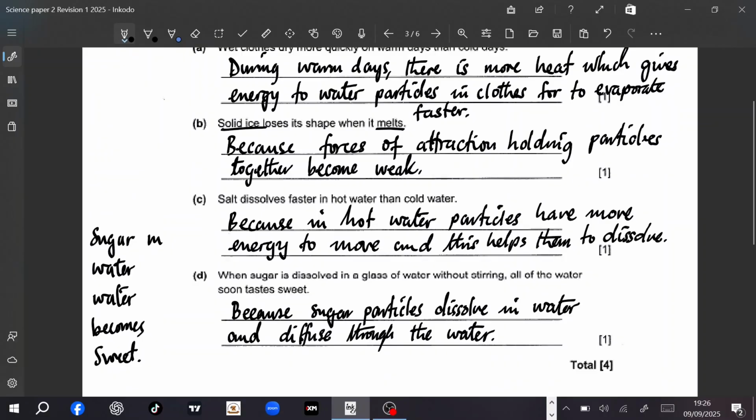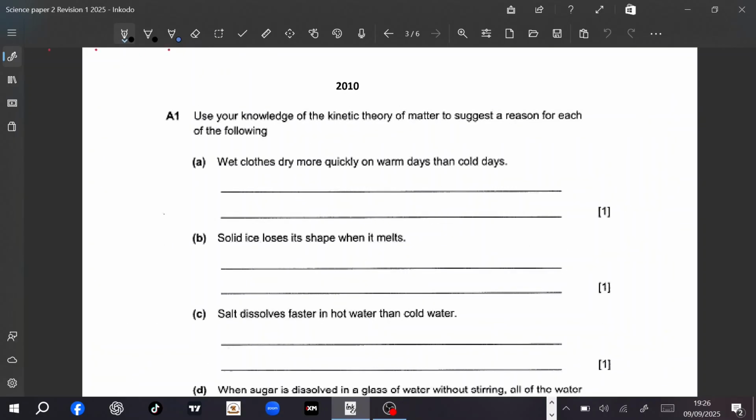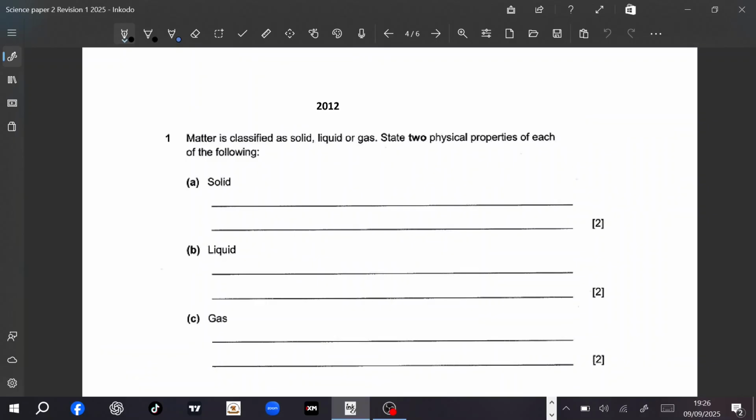Then, okay, let's move to another page. This one was in 2012. They are saying matter is classified as solid, liquid, or gas. State two physical properties of each of the following. So this matter, as we know it already, they are classifying it into solid, liquid, or gas. Now we state two physical properties of each of the following, solid. So what two properties do solids have?